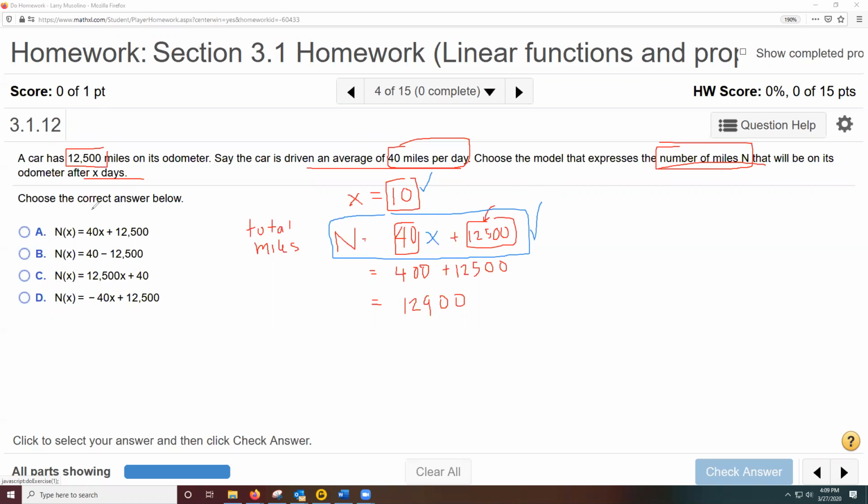And the only answer that seems to make sense for this is answer A. All of the other answers don't seem to match up to this analysis we just worked through.